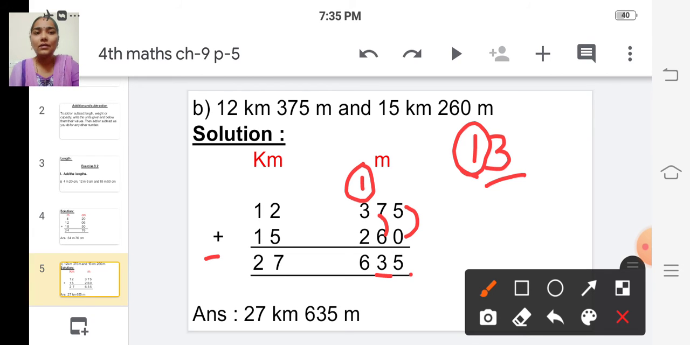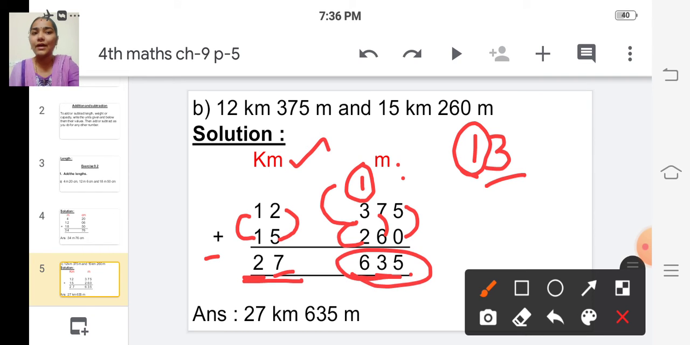And now add 1 plus 3 is 4 and 4 plus 2 is 6. So 635 meter. Okay. Now add these two numbers. So 2 plus 5 is 7 and 1 plus 1 is 2. So the answer is 27 kilometer and 635 meter. Okay. What is the answer? 27 kilometer and 635 meter.